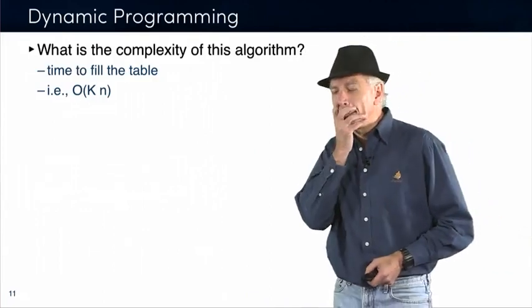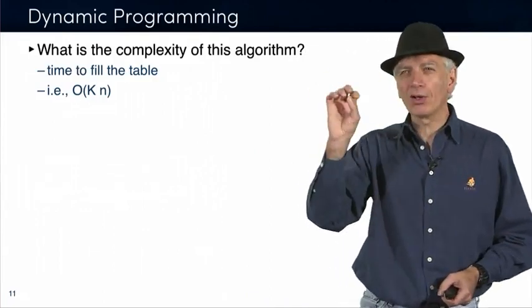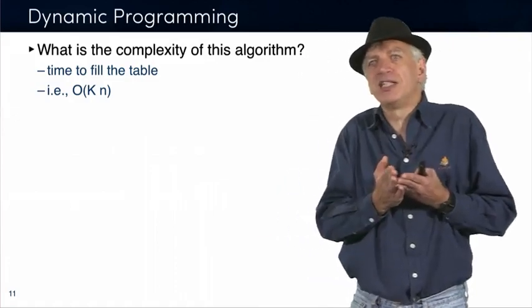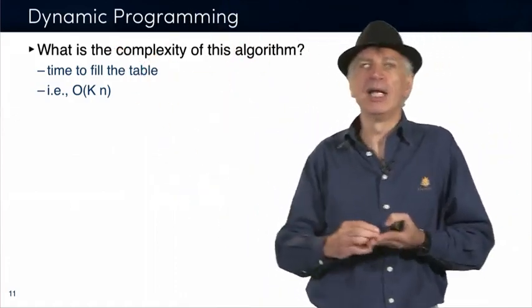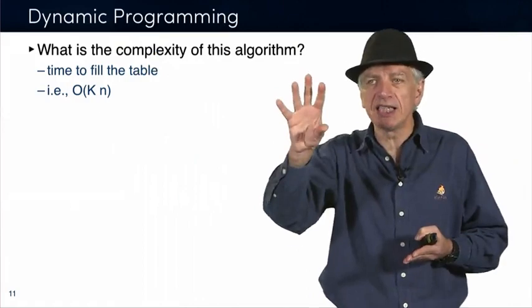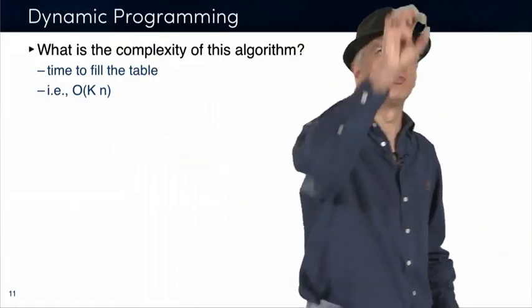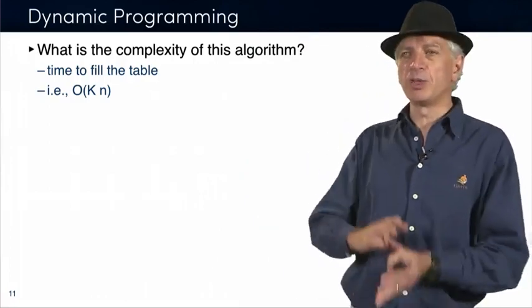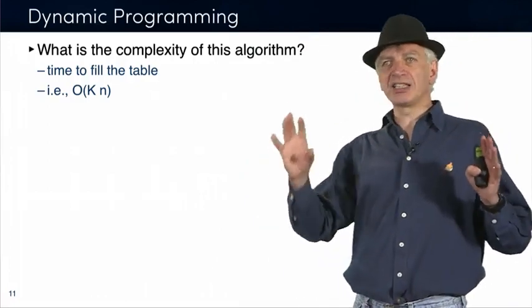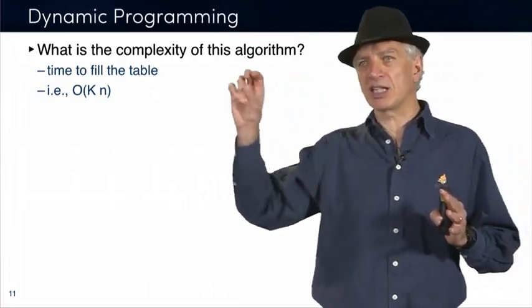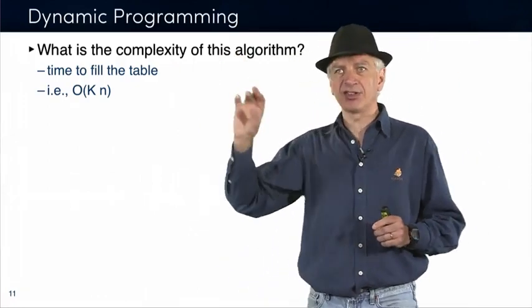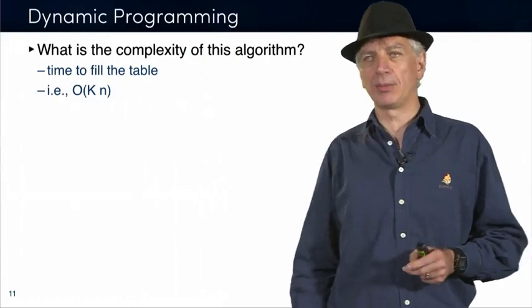Now, an interesting question for you is, how long does this algorithm take? Well, it's pretty easy. The only thing that we are really doing is filling this table. And to fill any one of the entries in this table, the only thing that you do is look at 2 values on the prior column. So the time that it takes is, asymptotically, K times n, where capital K is the size of the knapsack, and n is the number of items.